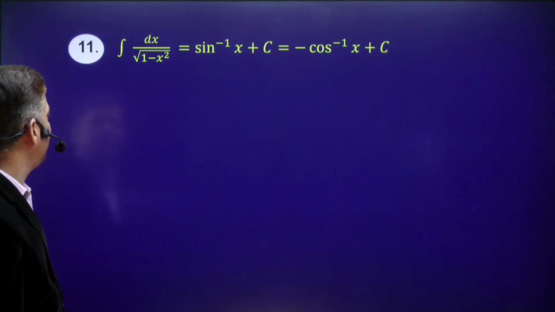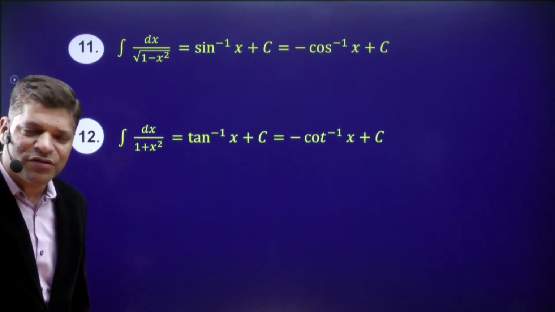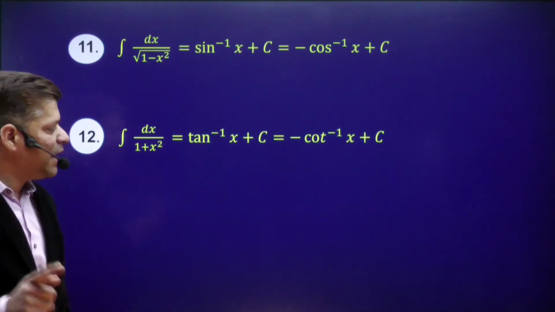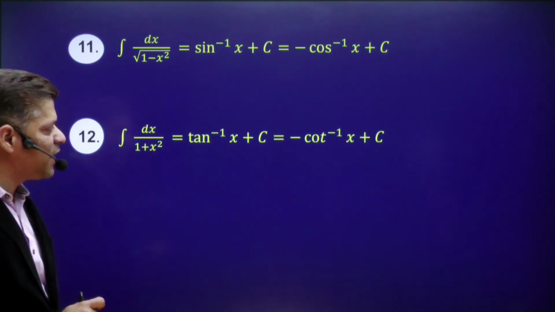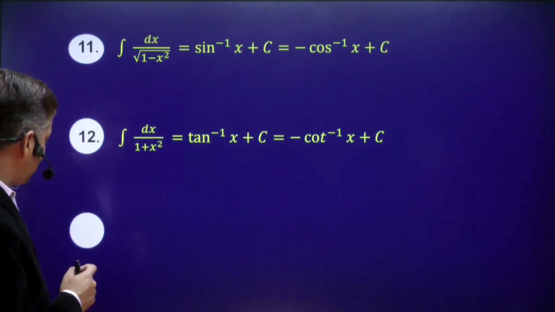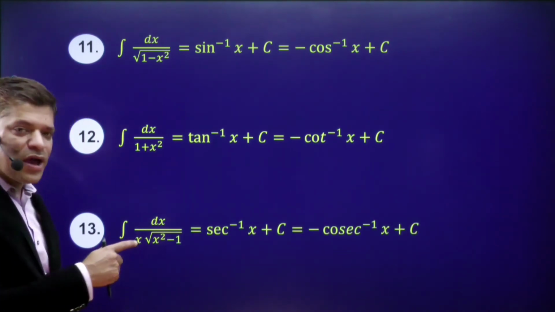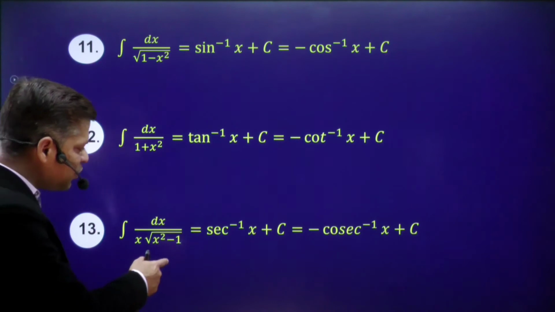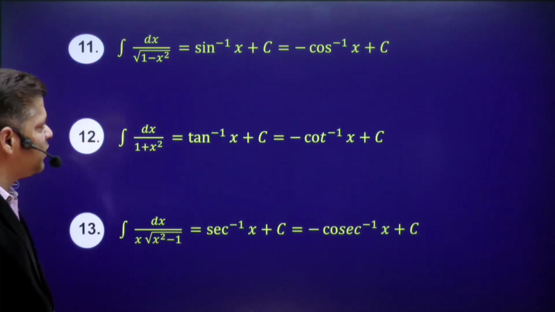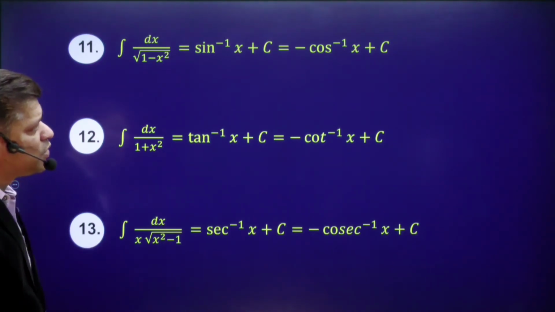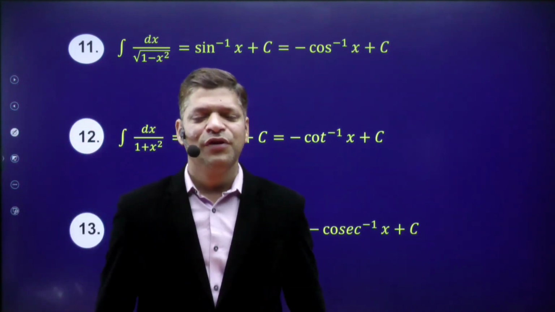In a similar way, formula number 12: integration of dx upon 1 plus x square will be equal to tan inverse x plus c, or it can be written as minus cot inverse x plus c. Next, formula number 13: integration of dx upon x root x square minus 1 will be equal to sec inverse x plus c, or minus cosec inverse x plus c. So these were some standard formulas of indefinite integrals.